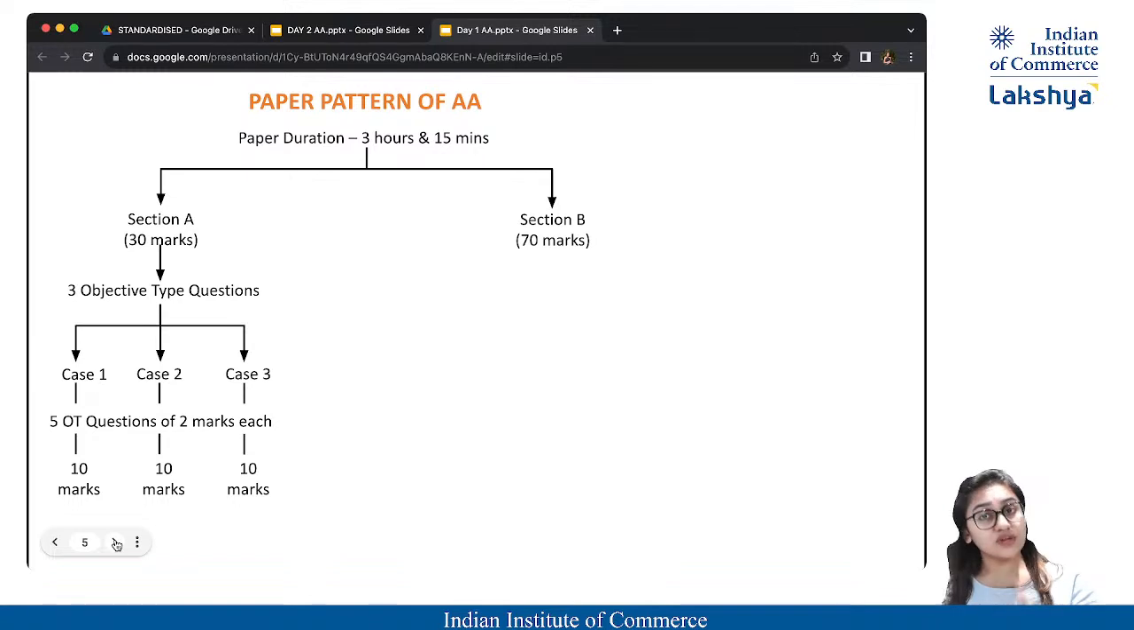Similarly, in case 3 also, we're going to have 5 questions of 2 marks each. Again, that makes it 10 marks. 10, 10, 10 makes it 30. Section A: super simple, objective type questions.